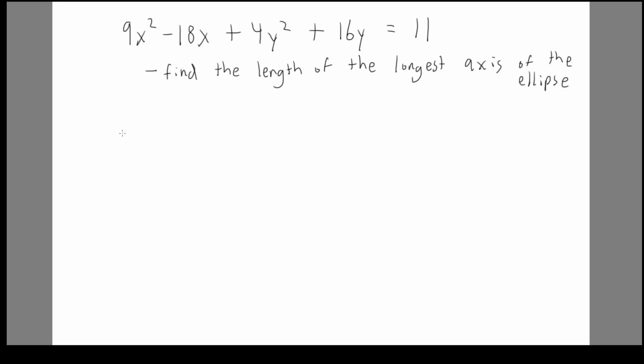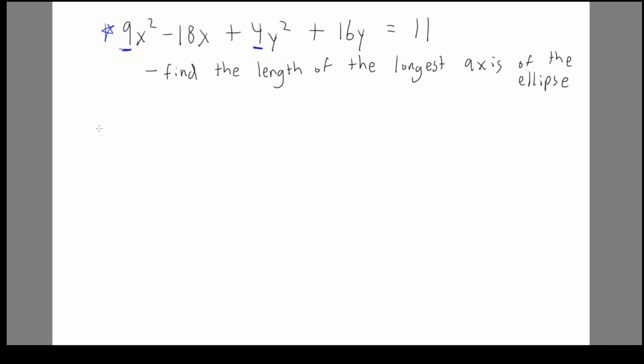We're given an equation here, and we're told to find the length of the longest axis of this ellipse. So first of all, before I get into any of the math, let's just go over why this equation here is the equation for an ellipse. The reason is because we have this 9 in front of the x squared and this 4 in front of the y squared.